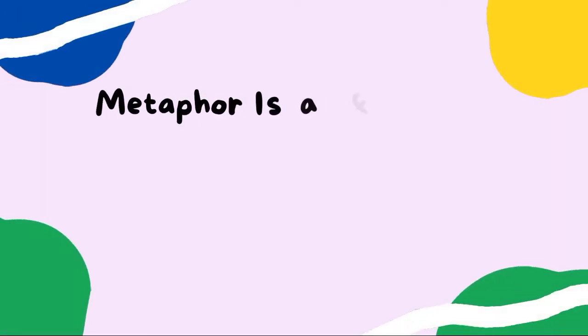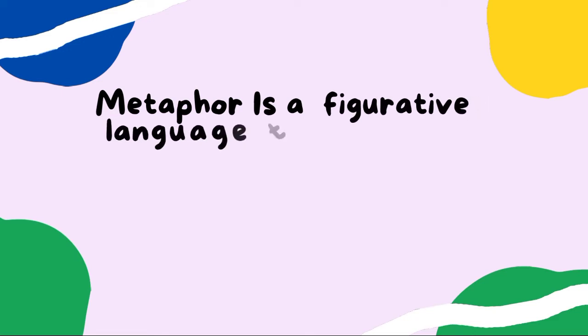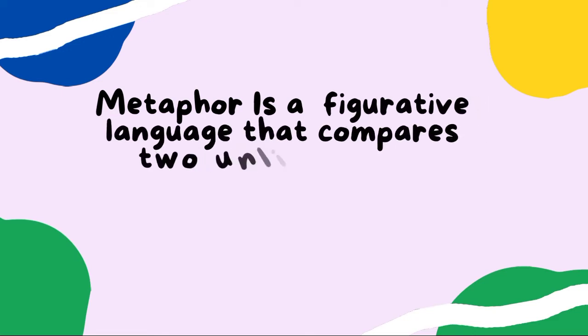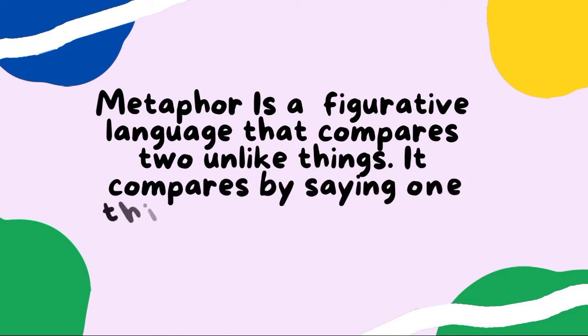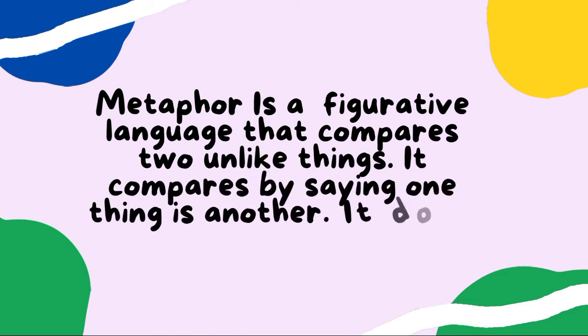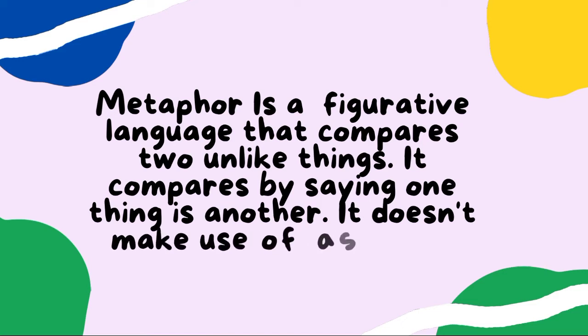Moving on to metaphor. A metaphor is a figurative language that compares two unlike things. While simile makes use of as or like, metaphor doesn't make use of as or like. Metaphor compares by saying one thing is another. It compares directly. Now let me give you an example so you can understand properly.